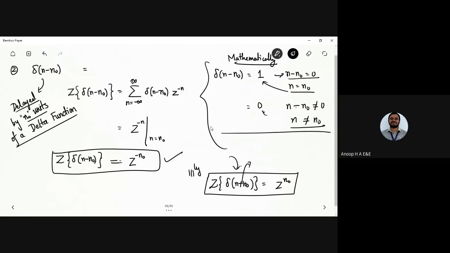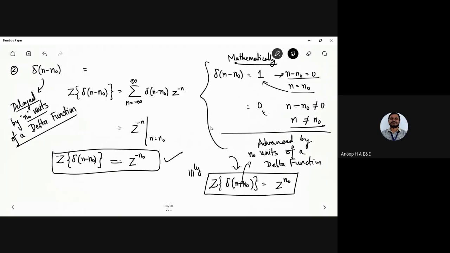Advanced by n naught units of a delta function. So I have derived it for 3 different cases: delayed by n naught units of a delta function, advanced by n naught units of a delta function, and without any delay or advance, so you can have only the delta function delta of n being present there.